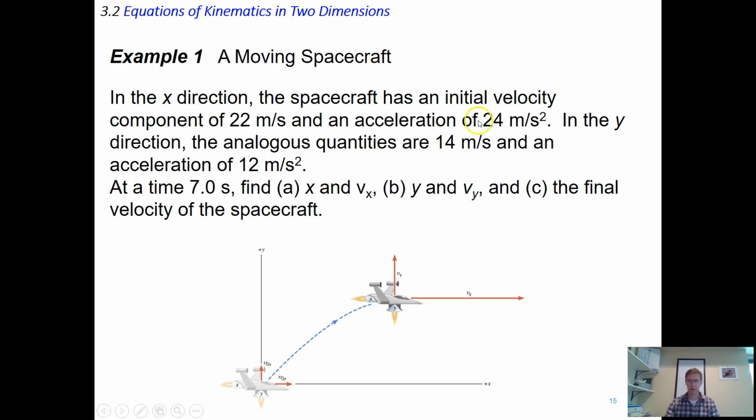Okay, so we're given a constant x acceleration of 24 meters per second squared, a constant y acceleration of 12 meters per second squared, x and y initial velocities, and we're told that the spacecraft is going to move for 7 seconds. After those 7 seconds, what's its final x and y position, what's its final x and y velocity, and what's the overall final velocity of the spaceship? Okay, pause it, try it, giddy up.